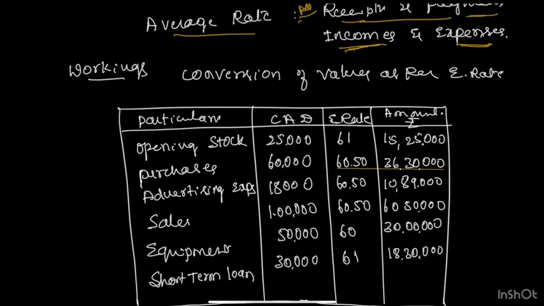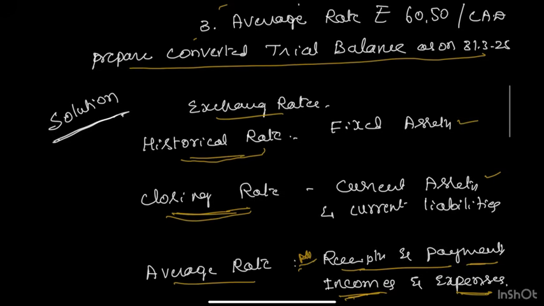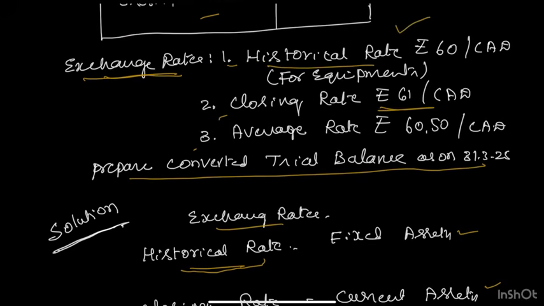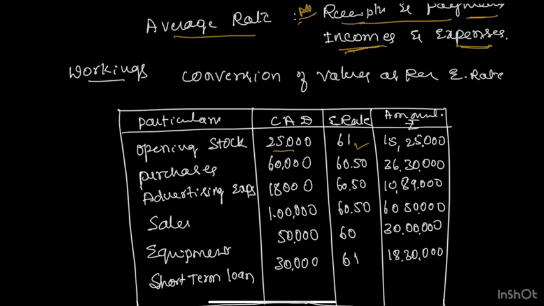Based on that, let us make a conversion. Values are converted based on the exchange rate given in the problem. Look at this working. Opening stock is Canadian dollar 25,000. Opening stock is a current asset. For the current asset we have to take the closing rate. What is the closing rate given? 61. Like that we have taken 61 here. And 25,000 into 61 will get 15,25,000 converted into Indian rupee.